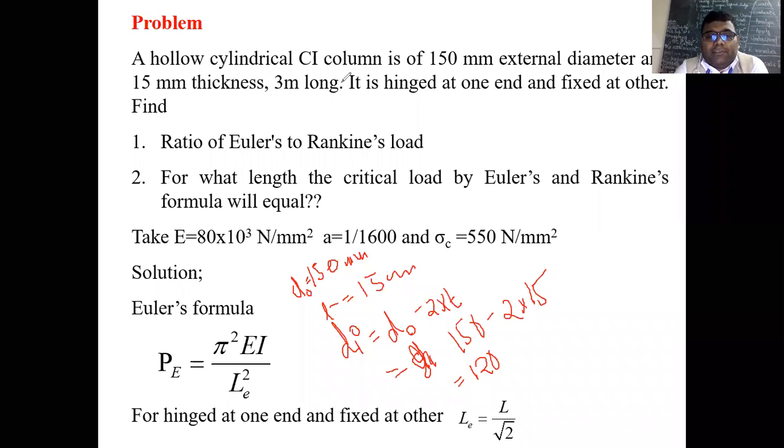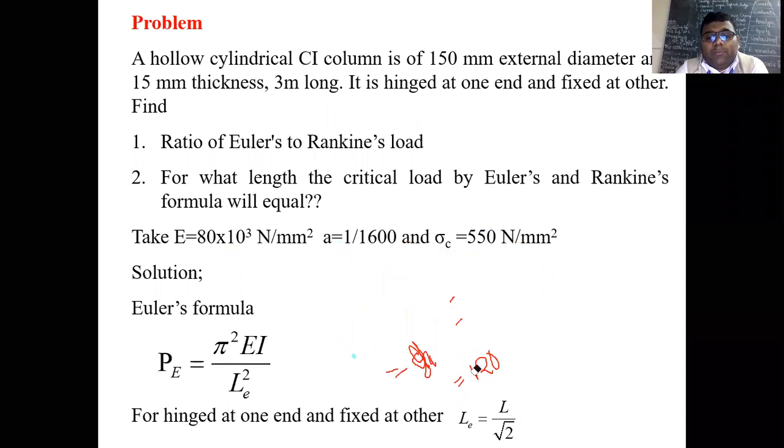And the length is given as 3 meter. Another term is also given, E is given here. You can see the value of a Rankine constant is given, and sigma c, the critical stress developed in that column, is 550 Newton per mm square. It is also given in the question. So these are the givens. Now this is what we have to find out.